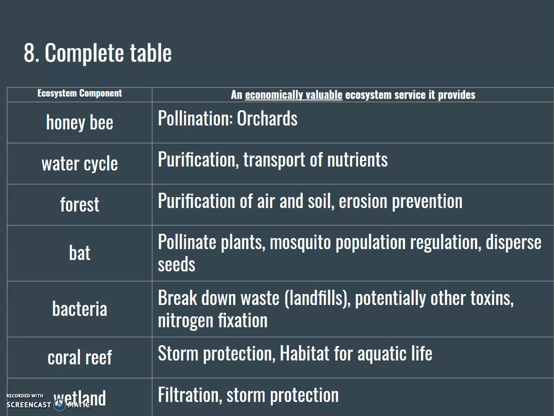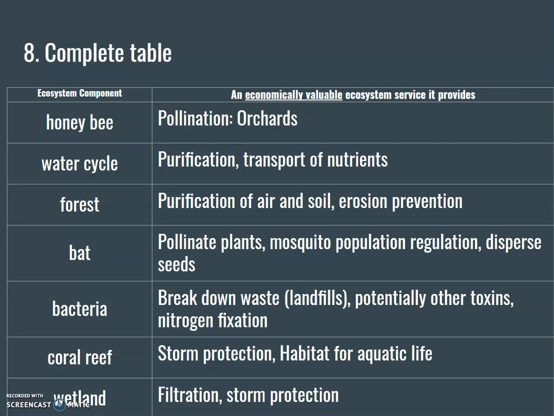The water cycle deals with the purification and the transport of nutrients. Forests are for purification of air and soil, erosion prevention. We also talked about them being a cultural benefit because people like to go hiking in them. Bats can pollinate plants. They regulate the mosquito population and they disperse seeds.